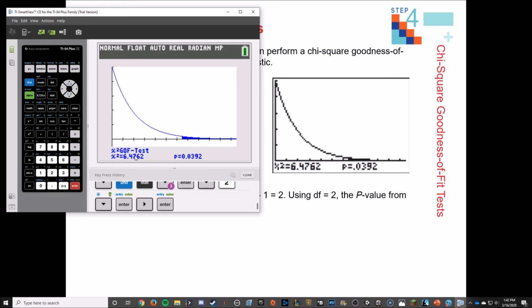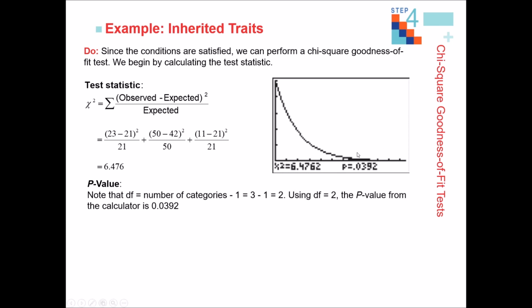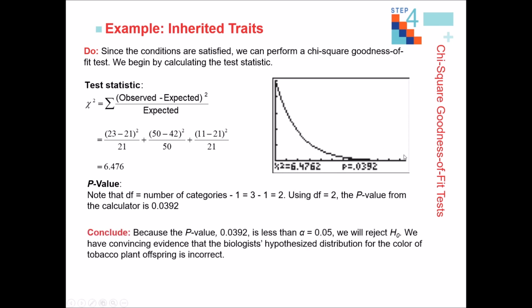So here our chi-square statistic is actually lower than last time. It's 6.476, which is about 6.48. And we have a p-value of 0.0392. So we actually do have a low enough p-value that we're going to reject the null hypothesis. So because the p-value 0.0392 is less than alpha equals 0.05, we are going to reject the null hypothesis. We have convincing evidence here that the biologist's hypothesized distribution for the color of tobacco plant offspring is incorrect.